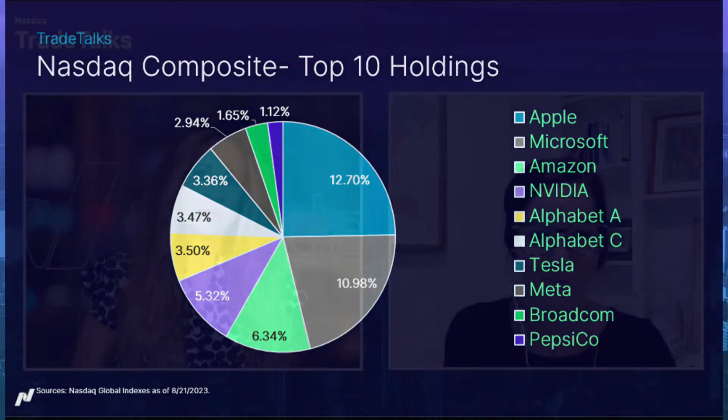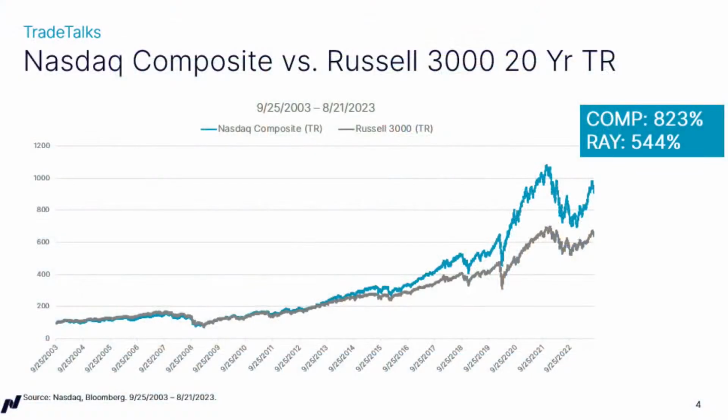All right. And to wrap up here, if we take a look at long-term performance versus the Russell 3000, how has Nasdaq performed relative to that? Yeah, so as I mentioned, we're about 1 month short of the 20th anniversary for ONEQ. So here I have performance looking from September 25th, 2003. That's the inception date for ONEQ through yesterday's close. We're comparing here the Nasdaq Composite versus the Russell 3000 on a total return basis. So this does include dividends. So over that time frame, the Composite has gained over 823%, while the Russell 3000 has gained 544.